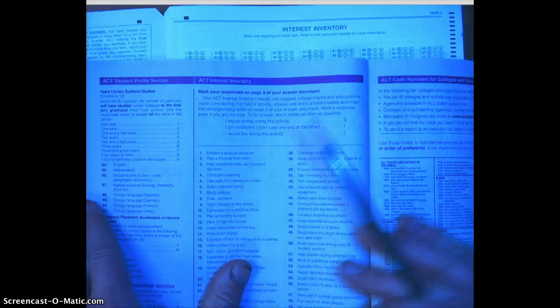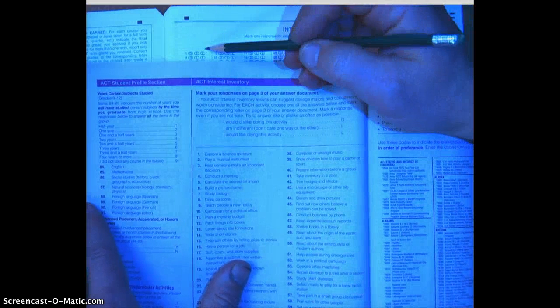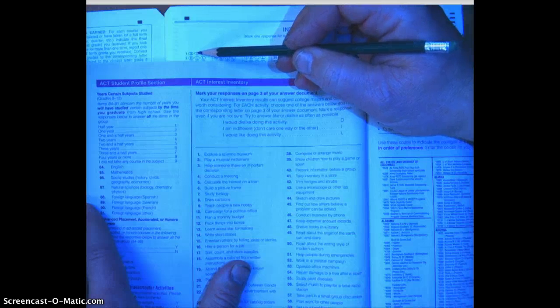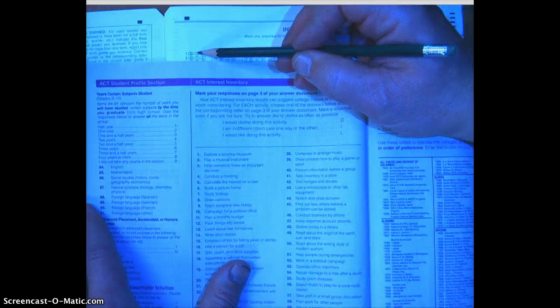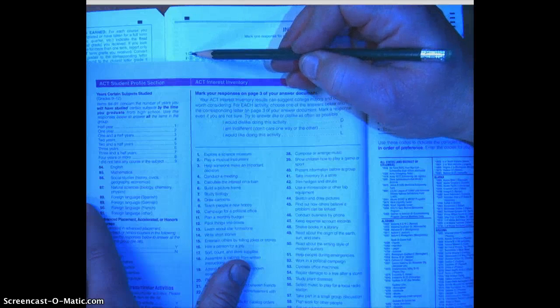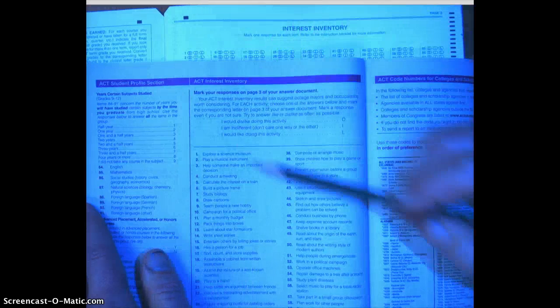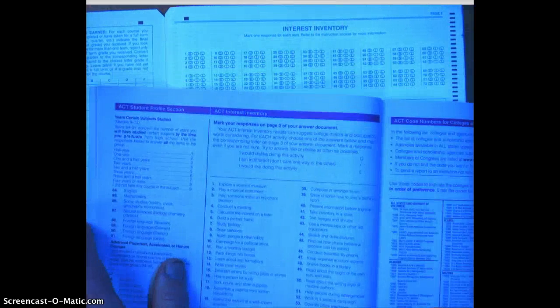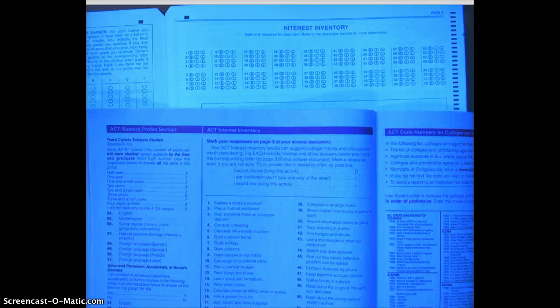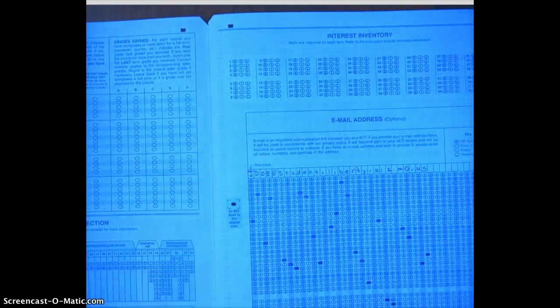If you think you might like to explore a science museum, you would bubble in the L. If you don't care whether the community or the college has a science museum, you would bubble in an I. And if you would dislike to go to a science museum, you would bubble in a D. For each of the 72 prompts, you need to have a response on your document, completed, bubbled in, and dark as you have the rest of the document.